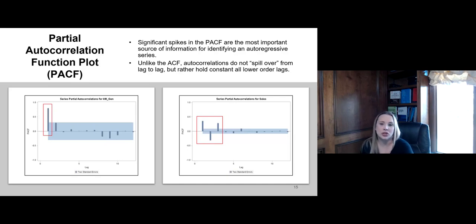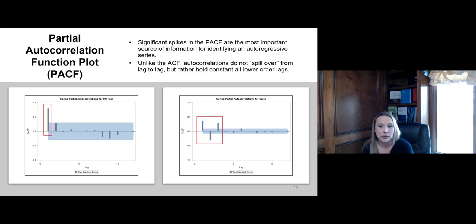So going back to the kilowatts generated from the earlier example, when we look at the PACF plot, we see that only one lag was significant. And we can see that it was above the 95% confidence interval for the PACF. Therefore, we only need an autoregressive order 1 for this specific model. Now, looking at the picture on the right, we're looking at sales. We can see that there are 3 points that are significant. So what we are seeing here is, unlike the autocorrelation plots, the autocorrelations do not spill over from one lag to the next, but rather they hold constant at all of the lower order lags. This helps us to identify the lag order structure that we need to use.